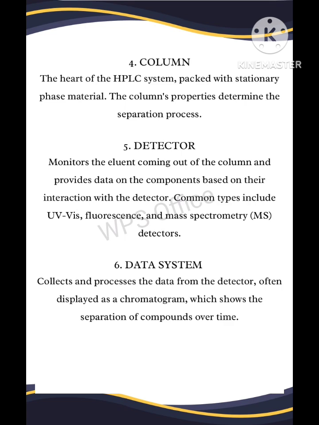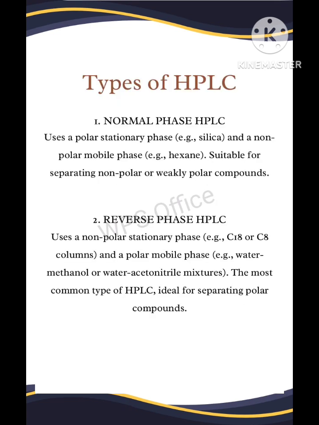Fifth one is a detector. It monitors the eluent coming out of the column and provides the data on the components based on their interaction with the detector. Common types include UV visible detector, fluorescence, and mass spectroscopy detectors. Sixth one is a data system. It collects and processes the data from the detector, often displayed as a chromatogram, which shows the separation of compounds over time.